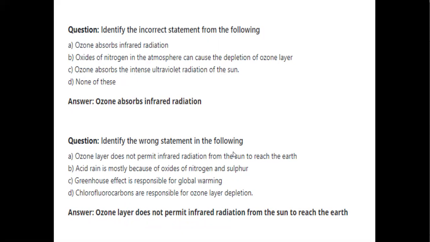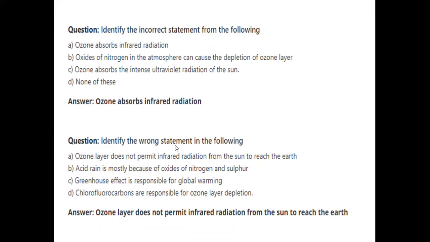Identify the wrong statement in the following. You have to identify the wrong statement, not the right statement, so read it carefully. Ozone layer does not permit infrared radiation from the sun to the earth. Acid rain is mostly because of oxides of nitrogen and sulfur. Greenhouse effect is responsible for global warming. Chlorofluorocarbon are responsible for ozone layer depletion.